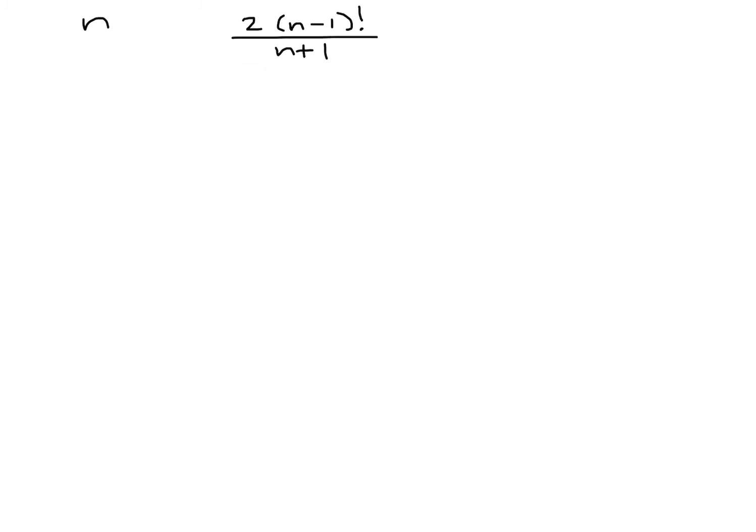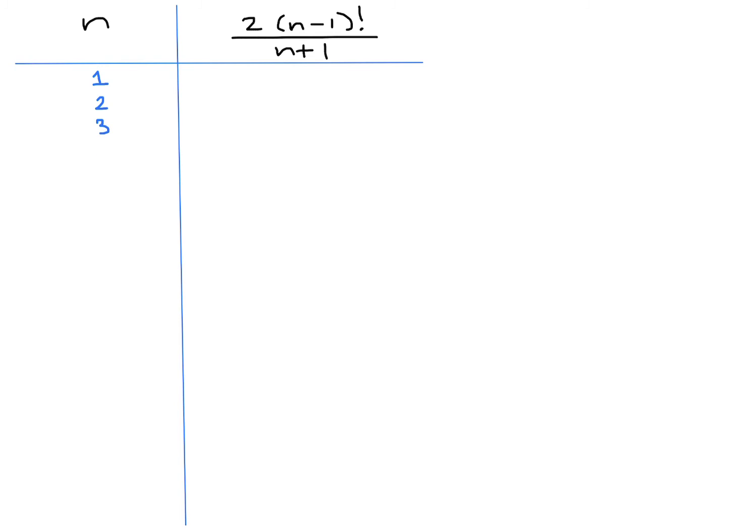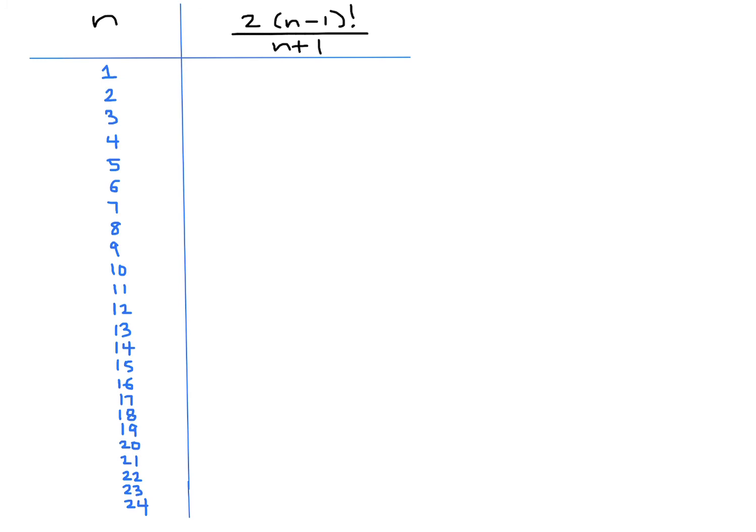And in this table, hopefully without having to do all 24, because remember, we have to figure this out for everything from 1 to 24. Let's see what we get. Okay, here we go. So we've got n equals 1, 2, 3, 4, all the way to 24. So let's start plugging away. For 1, this expression becomes 1. For 2, it becomes 2 over 3. For 3, it becomes 1. For 4, it becomes 12 over 5. For 5, it becomes 8.